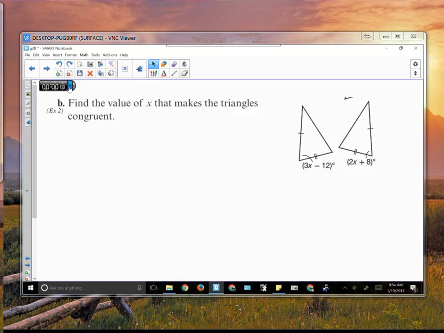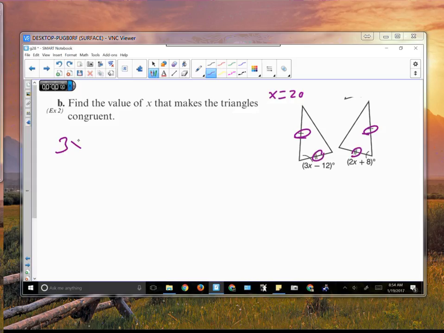Okay. We need to find the value of x that makes the triangles congruent. So, let's... Ty, what did you get for x? So you got x was 20. Let's see how that worked out. Are they equal? Okay, because I got this identified with this, that identified with that, and the angles in between, so good.